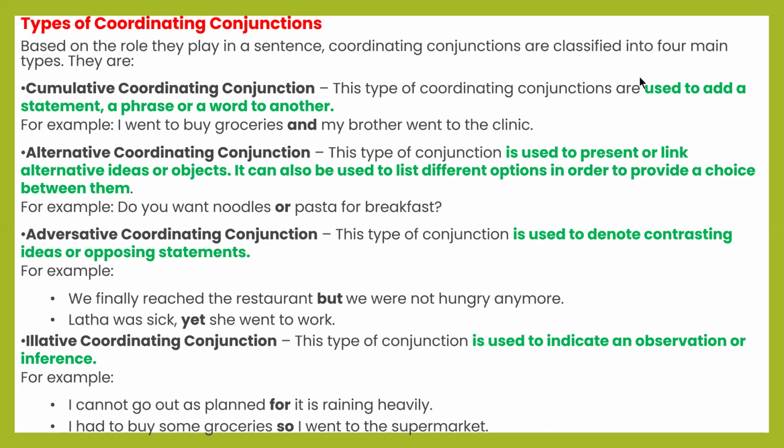Relative coordinative conjunction is used to indicate an observation or inference result. I cannot go out as planned, for it is raining heavily. I had to buy some groceries, so I went to the supermarket. So these are the four types of coordinative conjunction.